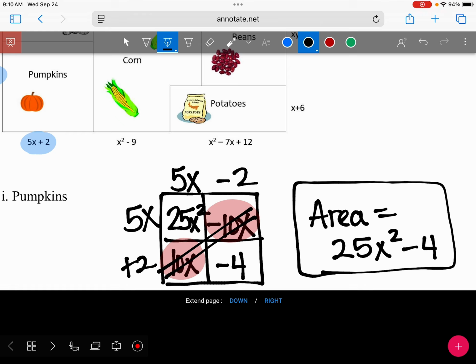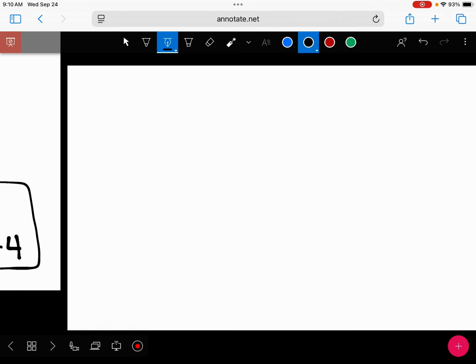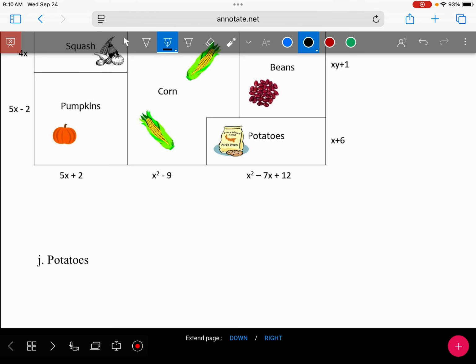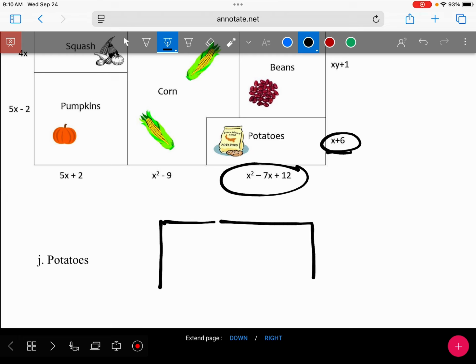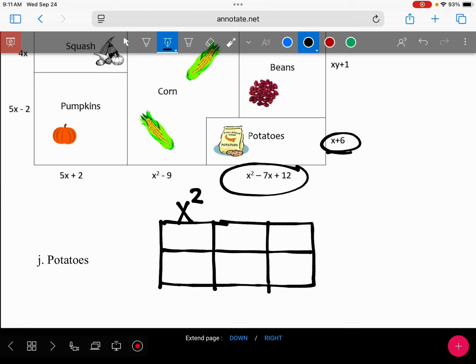Any questions? All right, what's the next vegetable? Potatoes. I like potatoes. The potato patch, we have these two that we have to multiply. So I need to make a longer rectangle. Take a moment, fill in all 6 squares.